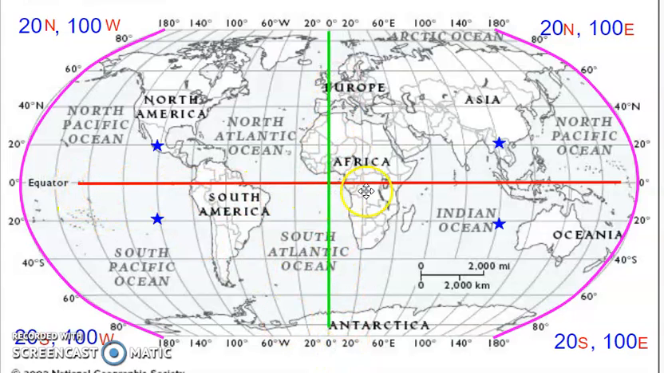The equator is the one in red. It's already labeled for you, but go ahead and do that anyways. And that's at 0 as well. However, you'll notice the equator is 0 latitude. The prime meridian is 0 longitude.